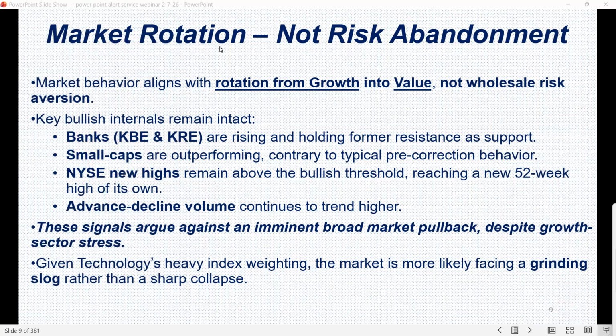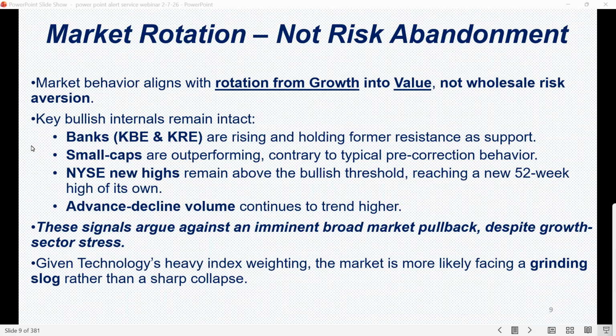Now the next thing is market rotation. So, not risk abandonment. The market behavior still aligns with a rotation from the growth, high beta stocks, the hyperscalers, into more value-oriented stocks, but not a wholesale risk aversion. So it's not totally risk off. It was looking kind of hairy earlier in the week last week, but then things settled back, and we got that really nice pop back up. And really the rotation was more so out of the NASDAQ 100, with the Dow Jones holding steady, and the Russell and everything pretty much holding up quite well.